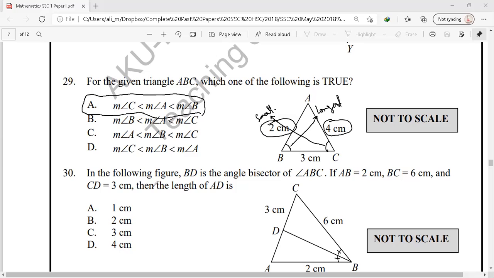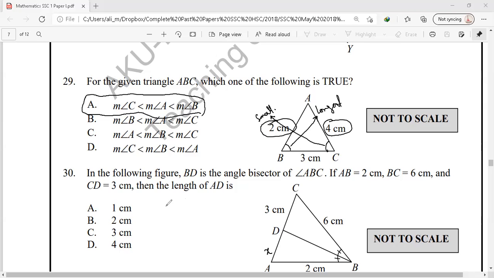In question number 30, we have an angle bisector. It means ये दोनों angles आपस में बराबर हैं. AB की value हमें given है 2 and BC is equal to 6 and CD is 3 and we have to find the value of this AD. So angle bisector का theorem हमने पढ़ा था कि if any angle bisector is drawn in a triangle, then it divides the opposite side in proportion.